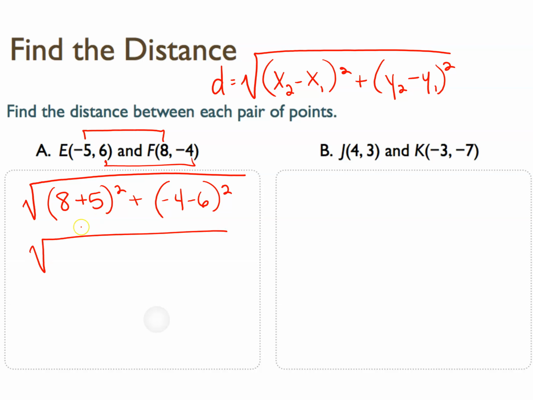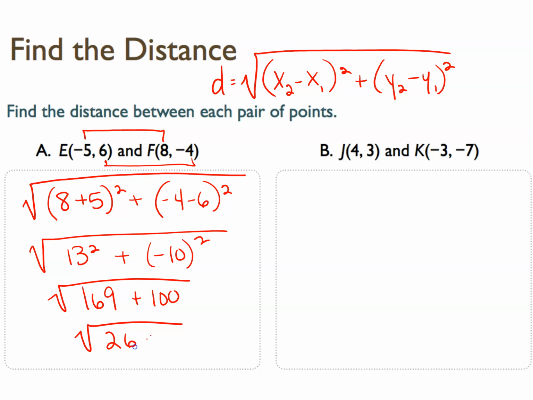8 plus 5 is 13 squared. Negative 4 minus 6 is negative 10. 13 squared is 169 plus negative 10 squared is 100. Square root of all of that is 269. This one, if you do it in your calculator, does not turn out to be a perfect square, so you would just put down the decimal. Okay, and we will move on.